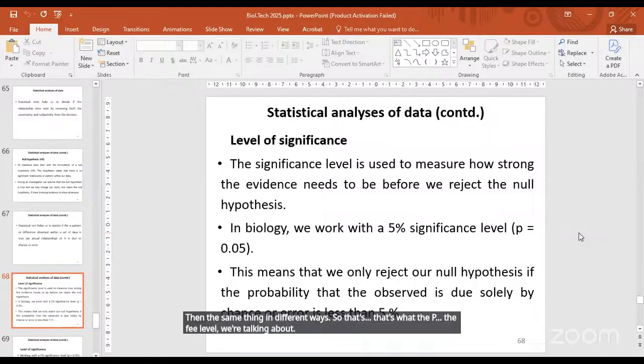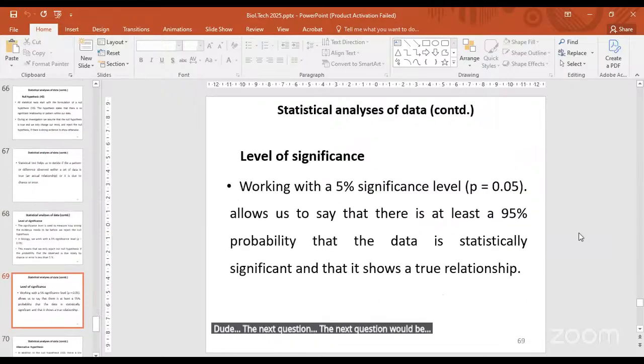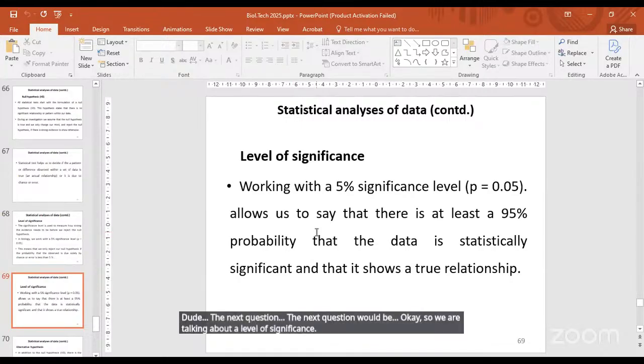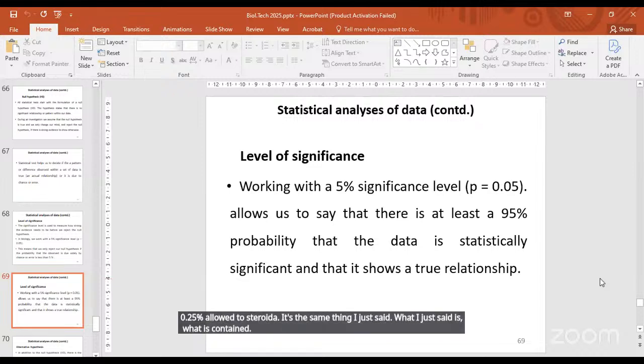You did this one extensively when you were doing that course in statistics. So that is it. Then the next question will be, okay, so we are talking about level of significance, 0.05, allowed to say whether it's the same thing I just said. What I just said is what is contained in this slide.